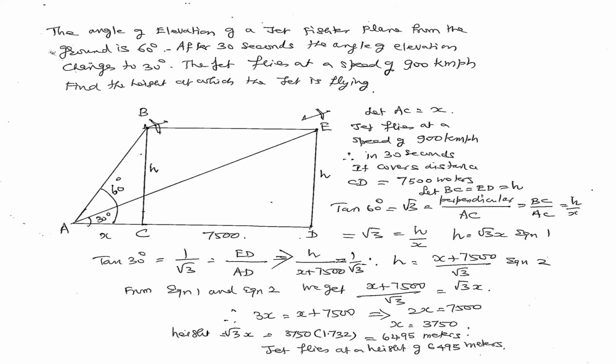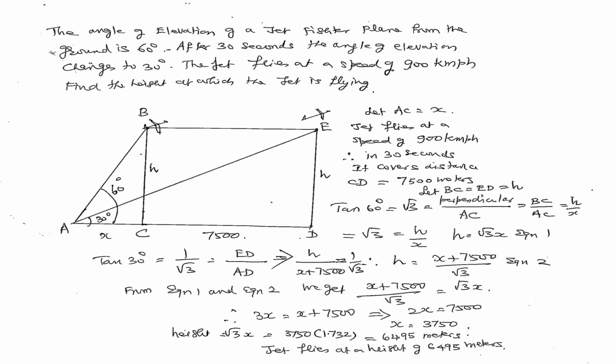Let AC be x. The jet flies at a speed of 900 kmph, so in 30 seconds it covers a distance of 7500 meters, that is CD. Let BC, equal to ED being parallel, be equal to H. Tan 60 is equal to root 3, perpendicular by AC. BC by AC is equal to H by X. Therefore, root 3 is equal to H by X. H is equal to root 3 x, equation 1.